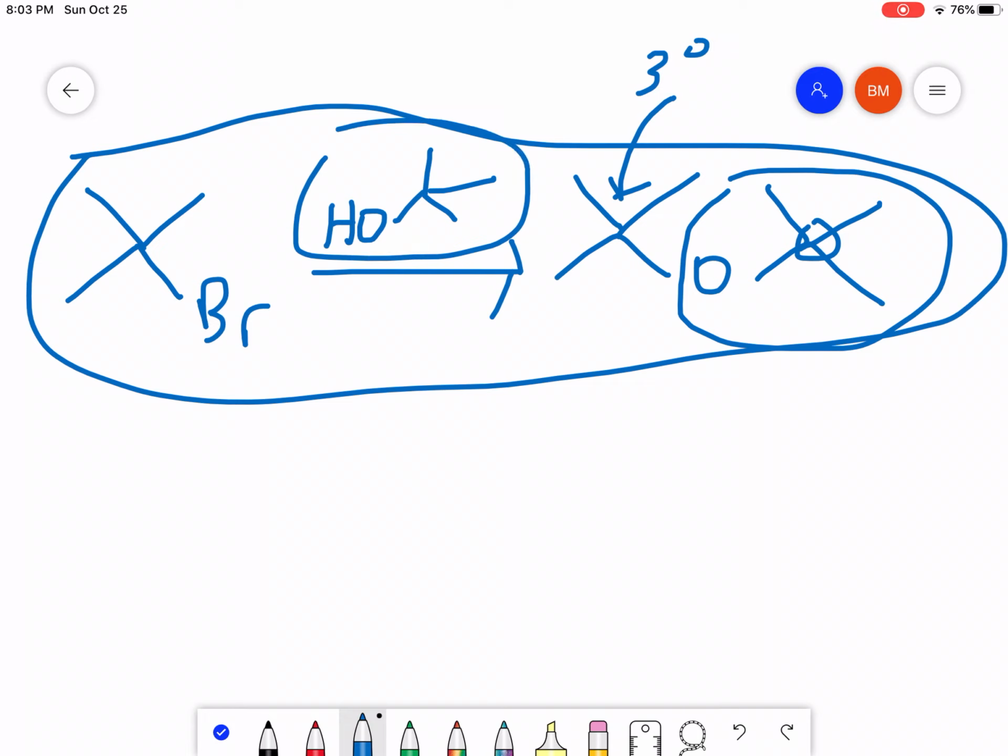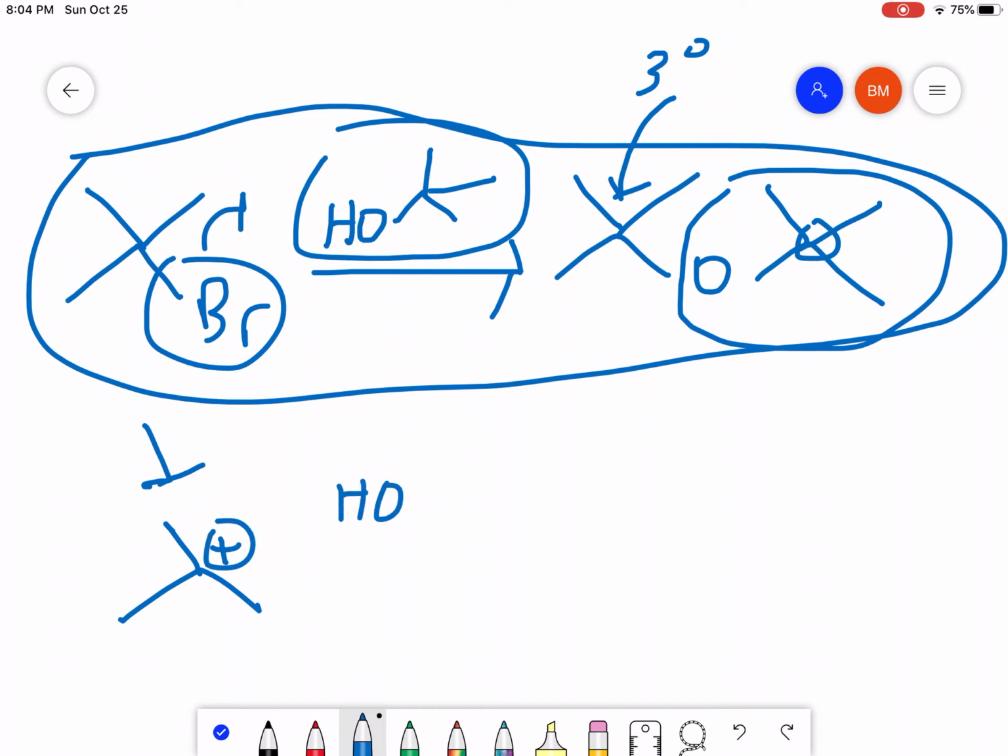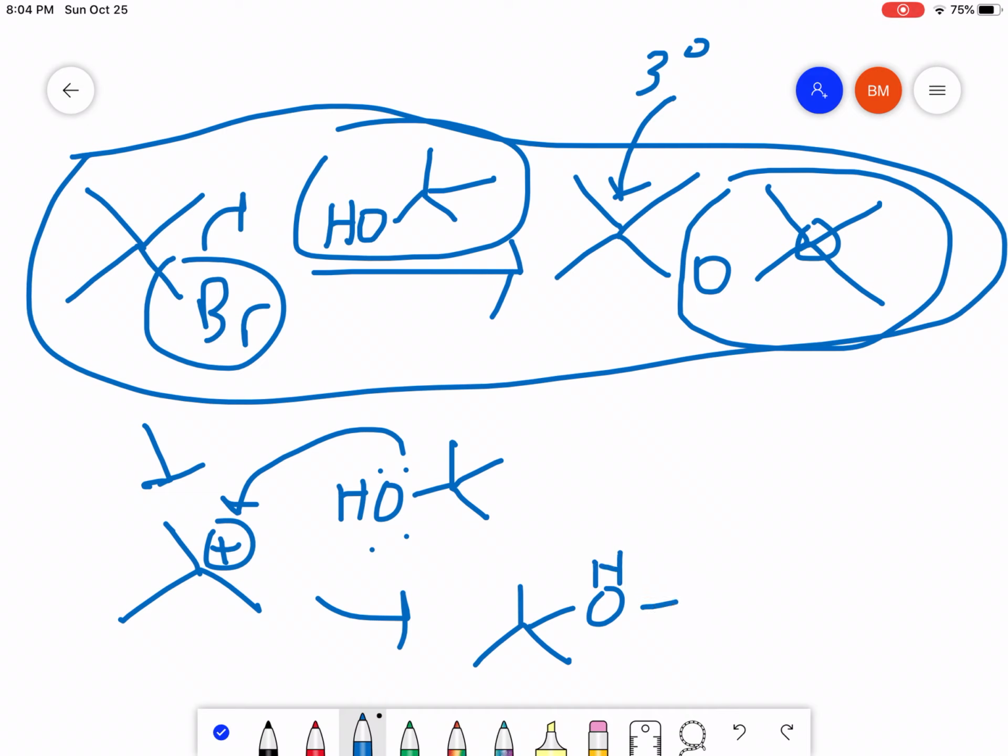All right. If you're wondering how it would work, just to refresh you, basically what's going to happen is that's going to act as a leaving group. You have a carbocation. Your tert-butanol acts as a nucleophile. It attacks. And then you get a deprotonation, and then boom, you have your product.